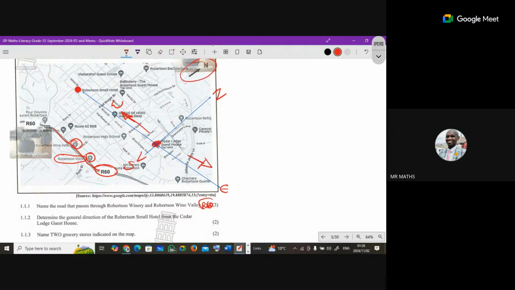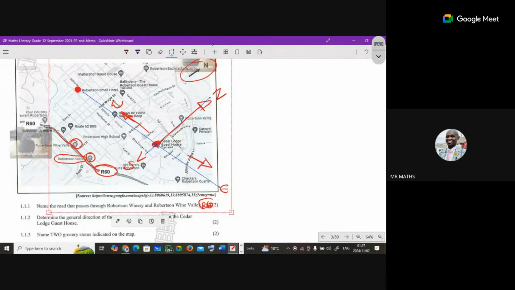Are we together? So now if we are going to the north, when we are moving like this, going this side, you can see that the Robertson Small Hotel is in the west. It could be on the northwest, but the general direction is west. So in Robertson, he will have to travel west if he's going to the Robertson Small Hotel. I hope it makes sense. So your answer there, you could write that in general direction, we will be traveling to the west.